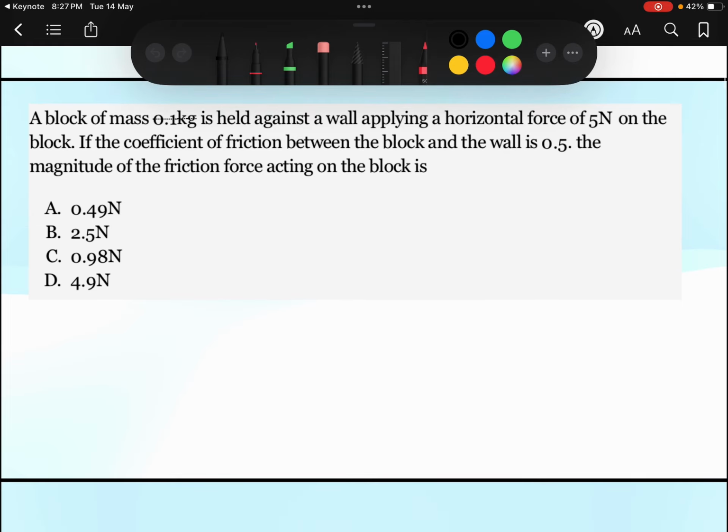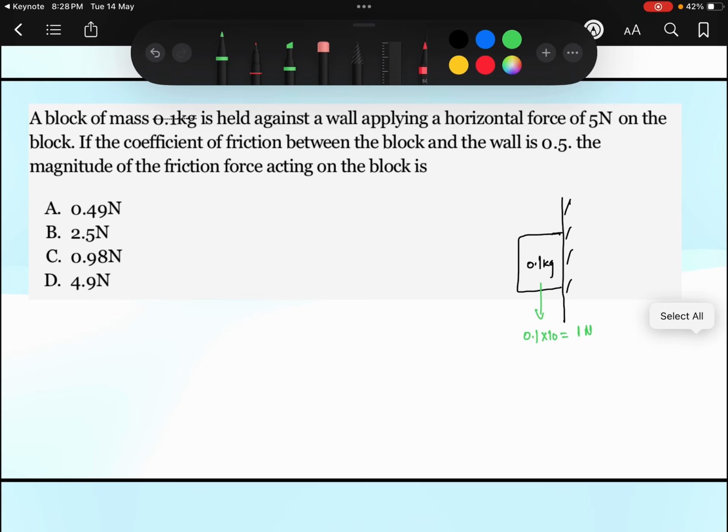So here, let us suppose this is a wall and this is a block here. And what is the mass of this block? That is 0.1 kg. So here the net force acting in the downward direction is equal to 0.1 kg multiplied by 10, that is mg. So that is equal to 1 Newton.